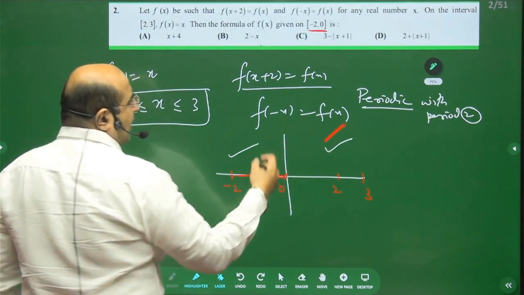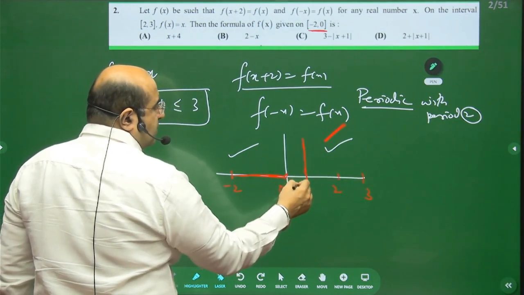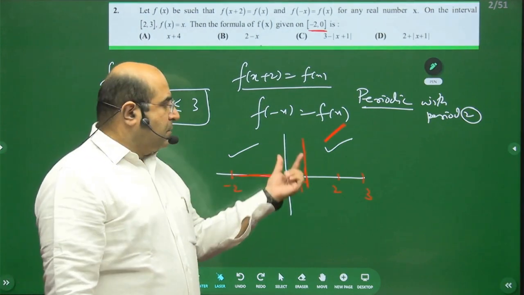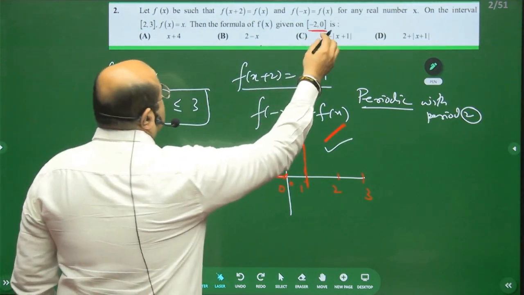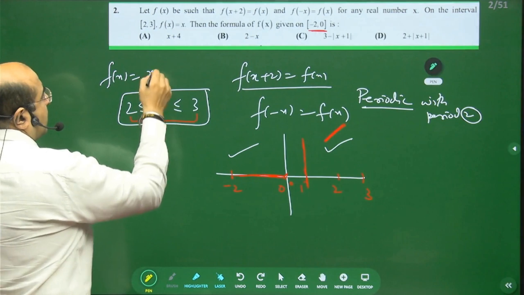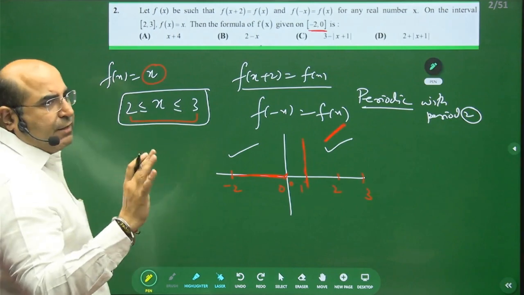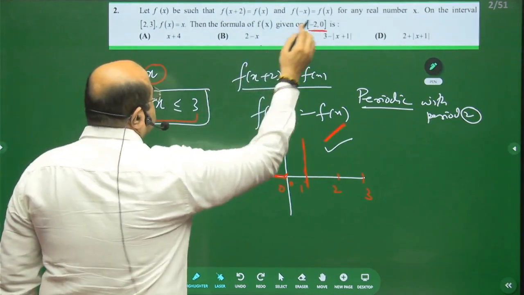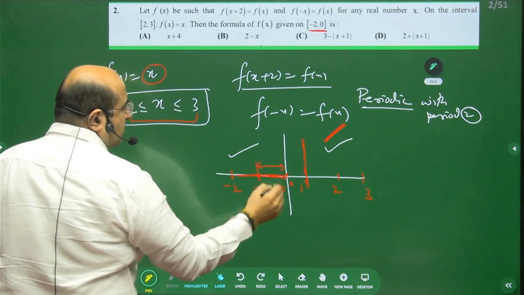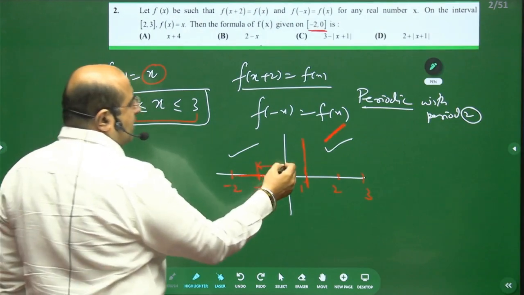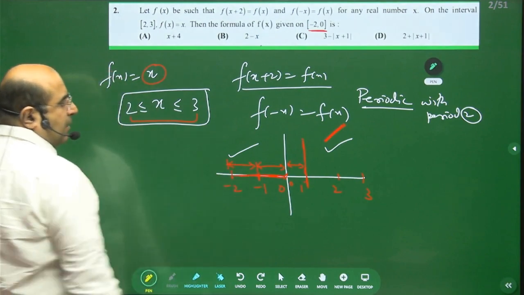First of all, 2 to 3 should be the same as between 0 to 1, because it is periodic now. In the interval 2 to 3, f(x) equal to x is given. I want the final answer to remain in 2 to 3 only. And minus 2 to 0, I have to observe. Minus 2 to 0 means, first of all, I break it into minus 1 to 0, which is going to be the same as between 0 to 1, and then I'll take minus 2 to minus 1.